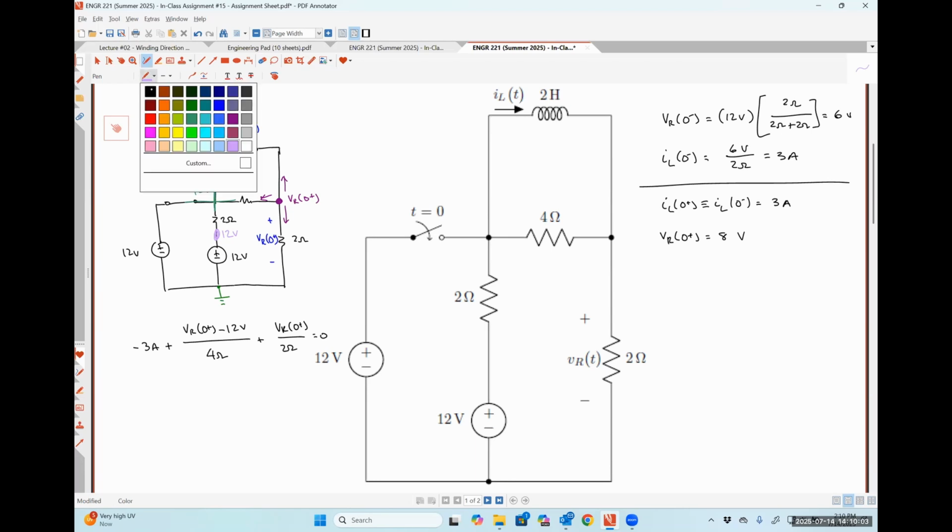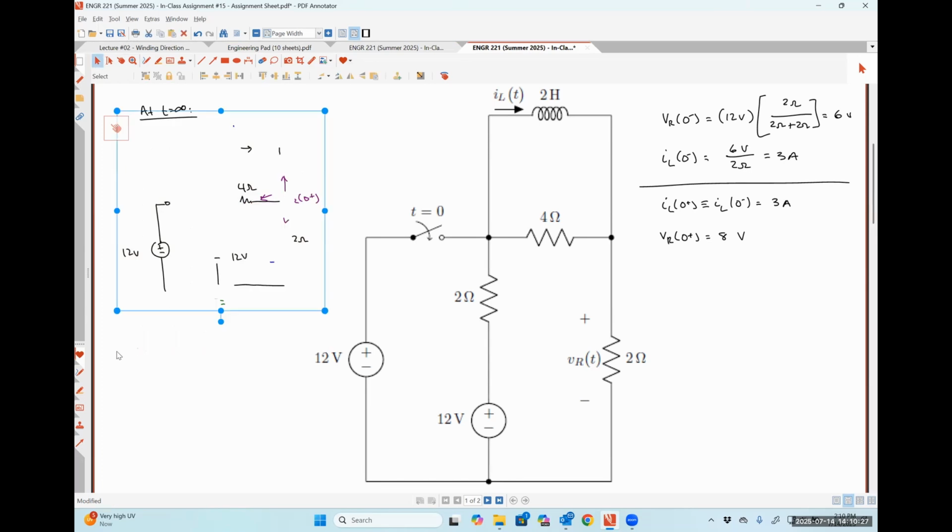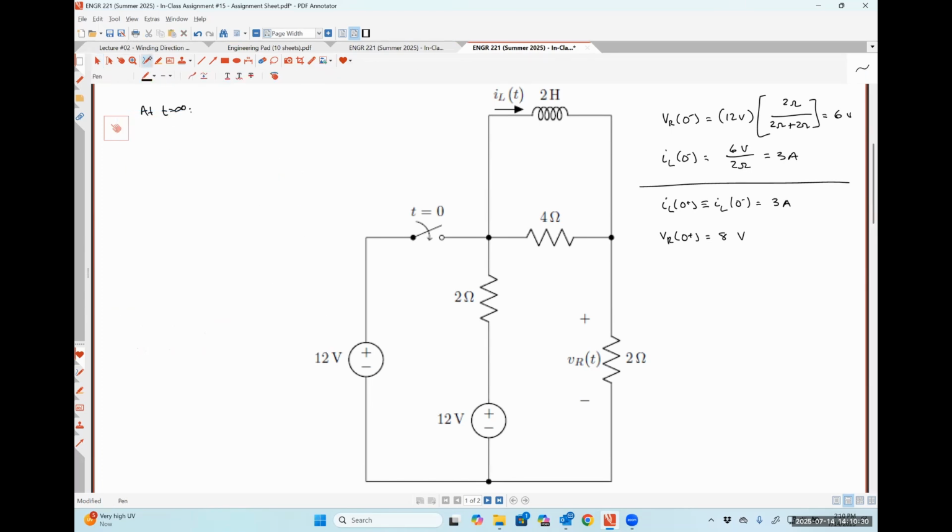All right, let's look at what's going on at t is equal to infinity now. And I'm probably going to need to just erase this whole thing, since it's getting too busy with annotations and everything. Make my life slightly easier. Okay, so at t is equal to infinity, our switch is closed and our inductor is going to look like a short circuit again. So we should have something akin to this.